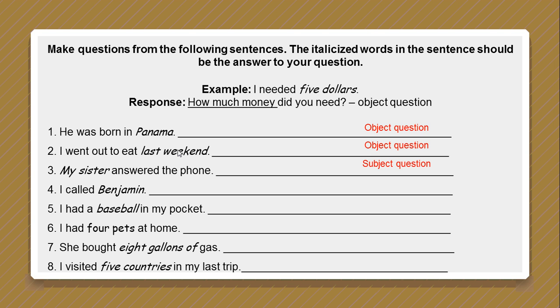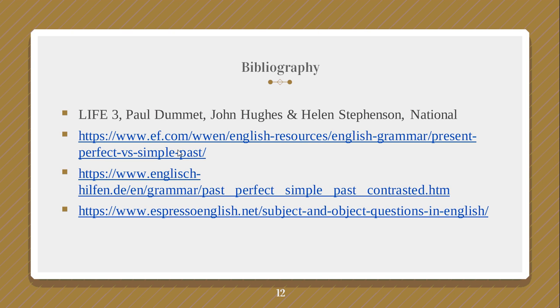My sister answered the phone. Subject question. I called Benjamin. Object question. I had a baseball in my pocket. Object question. I had 4 pets at home. Object question. She bought 8 gallons of gas. Object question. And I visited 5 countries in my last trip. Object question. Try to do it. Good. Thank you.